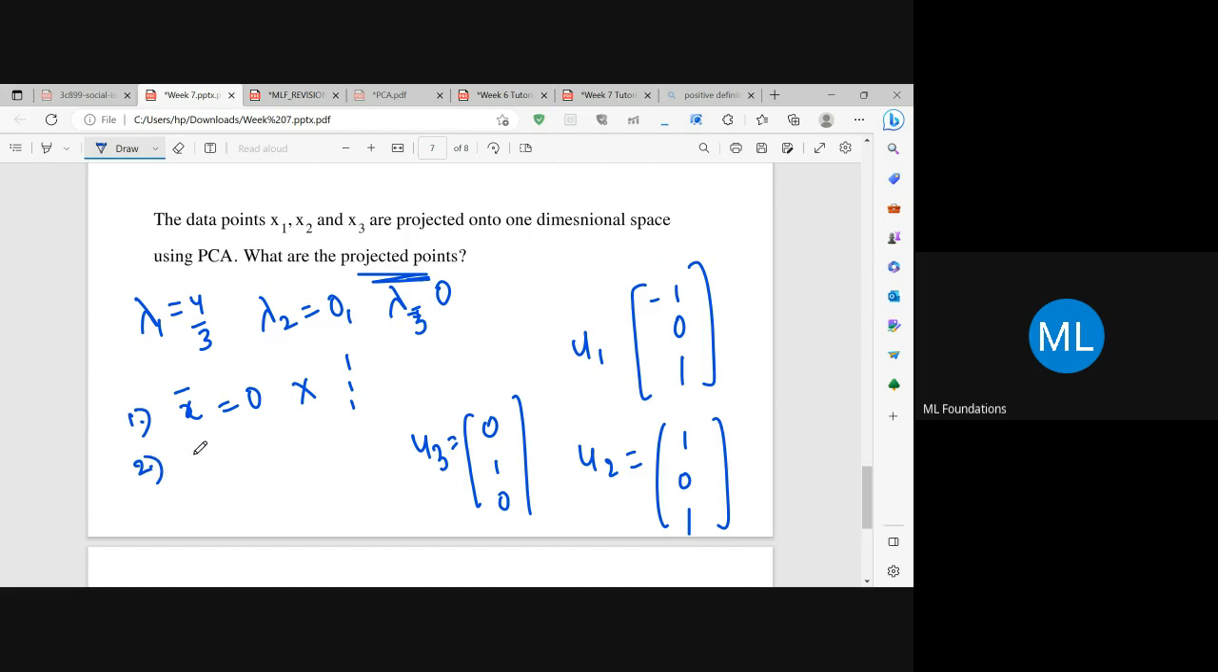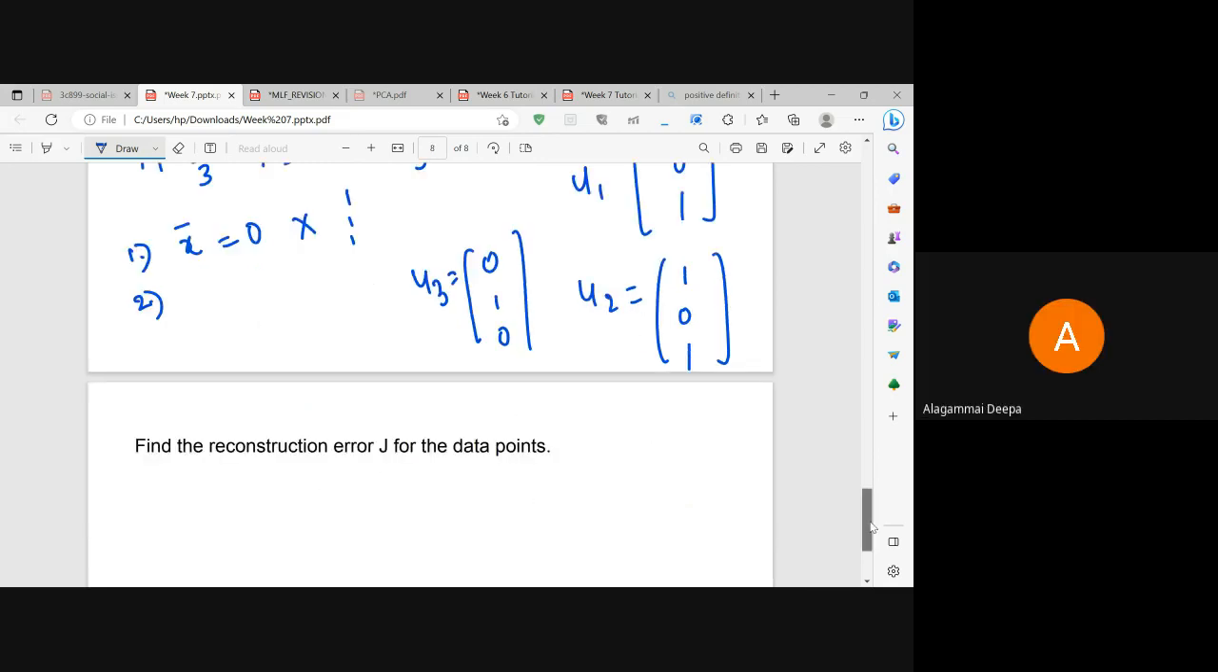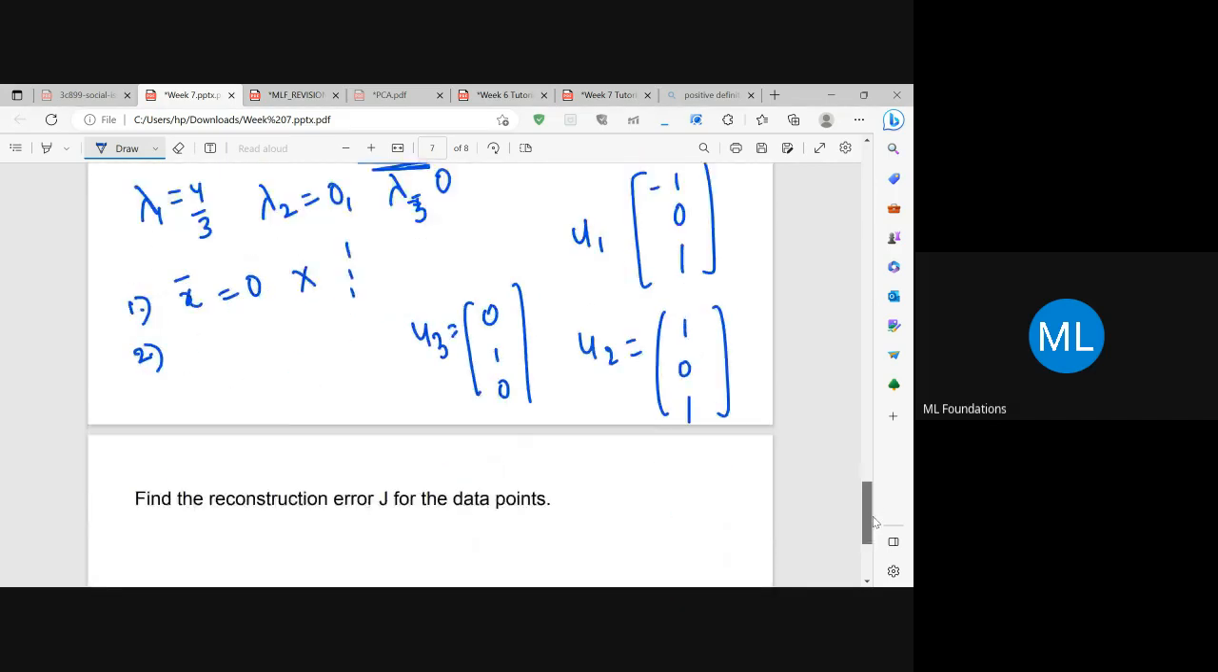The second condition is what? Your mean and the other vector U2 should be perpendicular to the mean. Is that second condition getting satisfied or not? No, sir. So you have to take care of everything: the first term, the second term, every aspect.